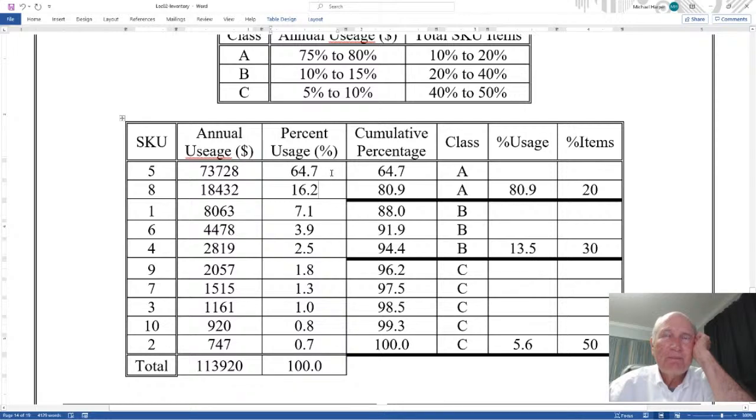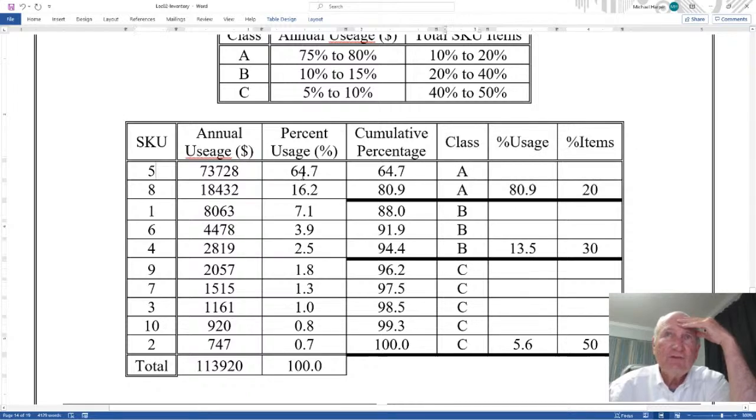Okay. How many items make up approximately 80%? Well, the first 2 SKU items make up 80.9%. That's close to 80%. It's not exact, it's approximate. Well, that's 2 out of 10 items, so that's 20% of my items, 80% of my usage.